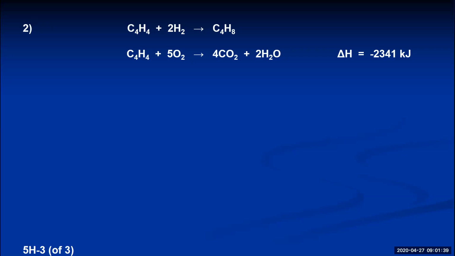So as a check here, you want to make sure that your balanced equation is combusting 1 mole of C4H4, because if it is, then the delta H for that process is the negative 2341. If it isn't, you would have to change the balanced equation, so the balanced equation is only combusting 1 mole of the substance. The next heat of combustion they gave you was for C4H8.